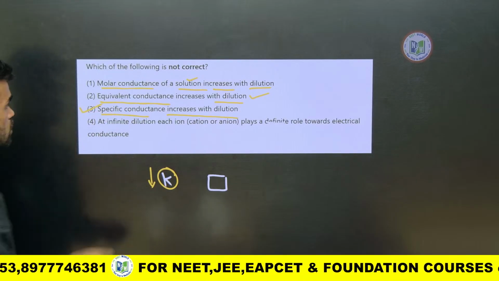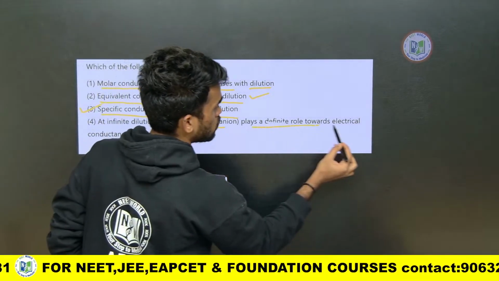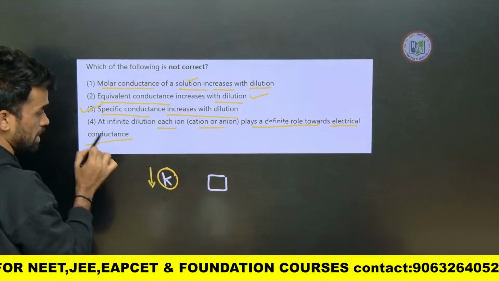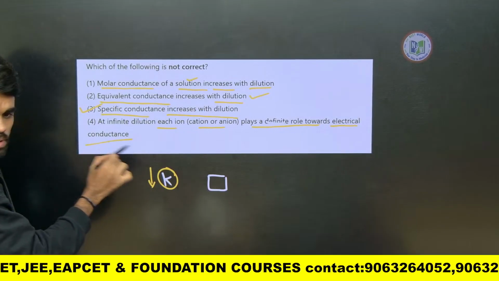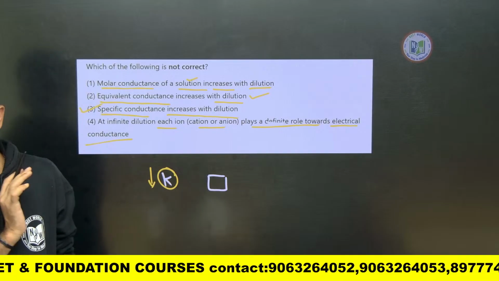Hope it is clear. So at infinite dilution, each ion, cation, anion plays a definite role towards the electrical conductance. Yes, this is correct only. I will tell you while studying about Kohlrausch Law. So option 3 is incorrect. Hope it is clear. Next.